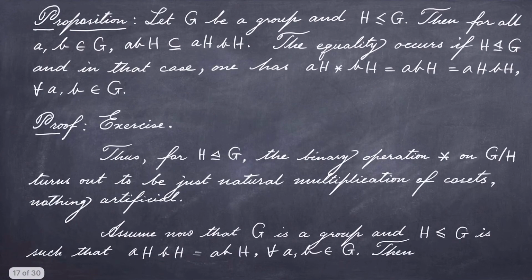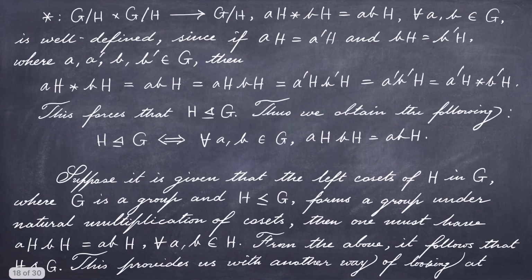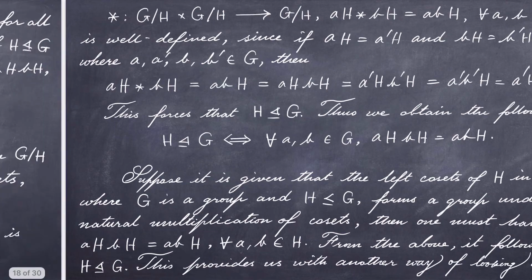Try to understand. First, here we have proved that if H is normal in G, then we have equality here, and consequently if H is normal, then we have equality here. And now we have answered the converse one, that is, if everywhere we have equality, then H also becomes normal, because in that case star becomes well defined. All right.